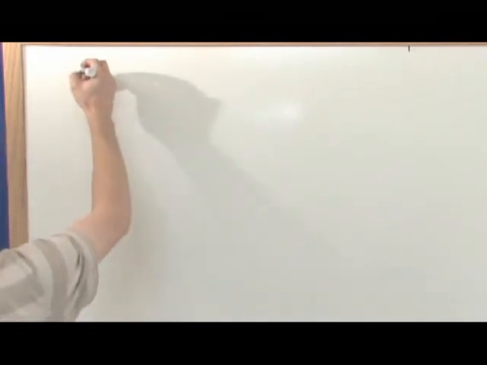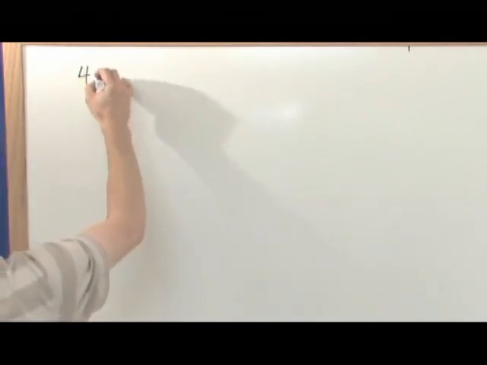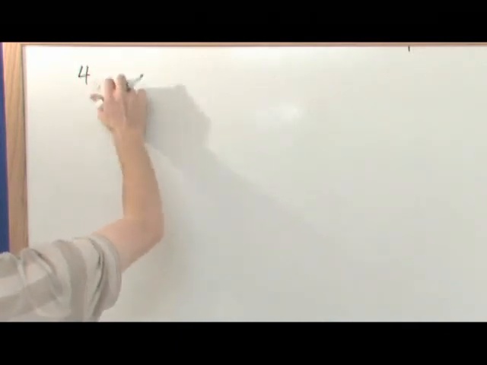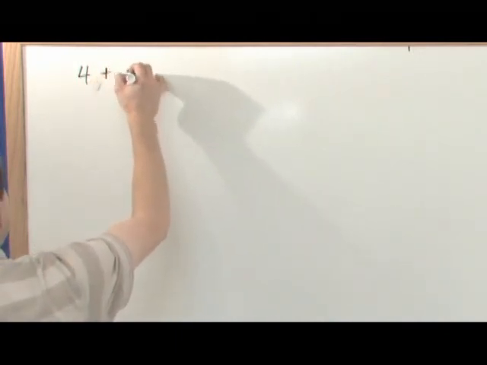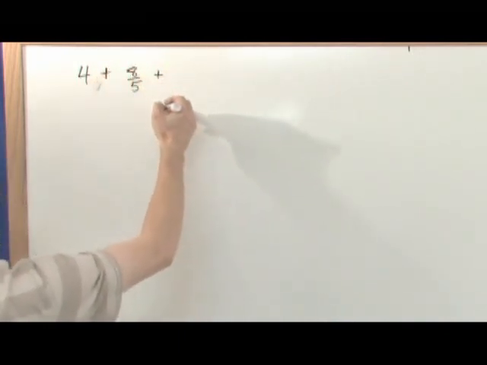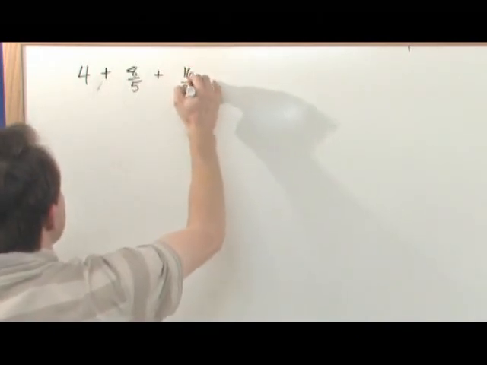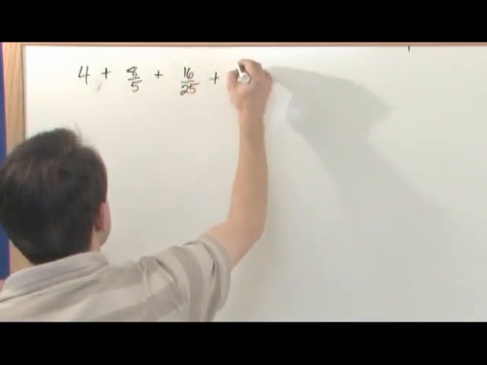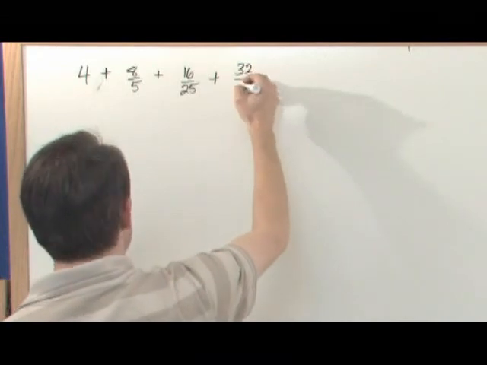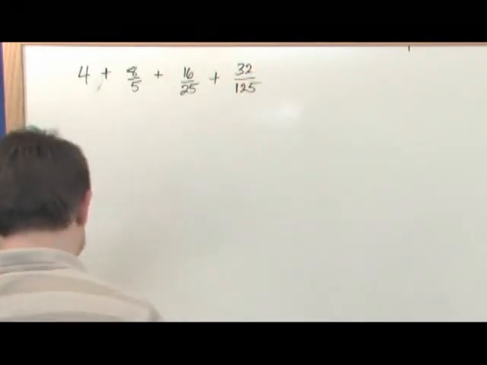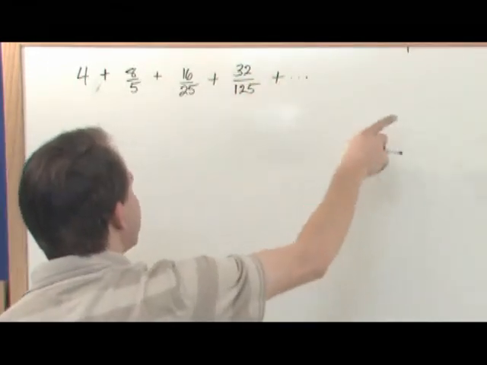Okay, now we're going to get to our first problem, okay? We're going to find out if the following series converges, and if so, we're going to find the sum. All right, so the series goes as follows. 4 plus 8 over 5 plus 16 over 25 plus 32 over 125 plus dot, dot, dot. So it goes on and on forever.